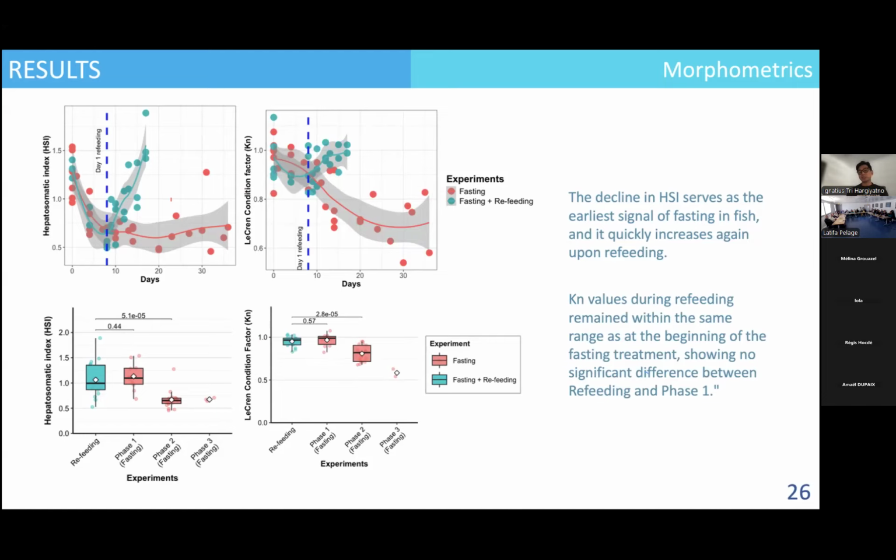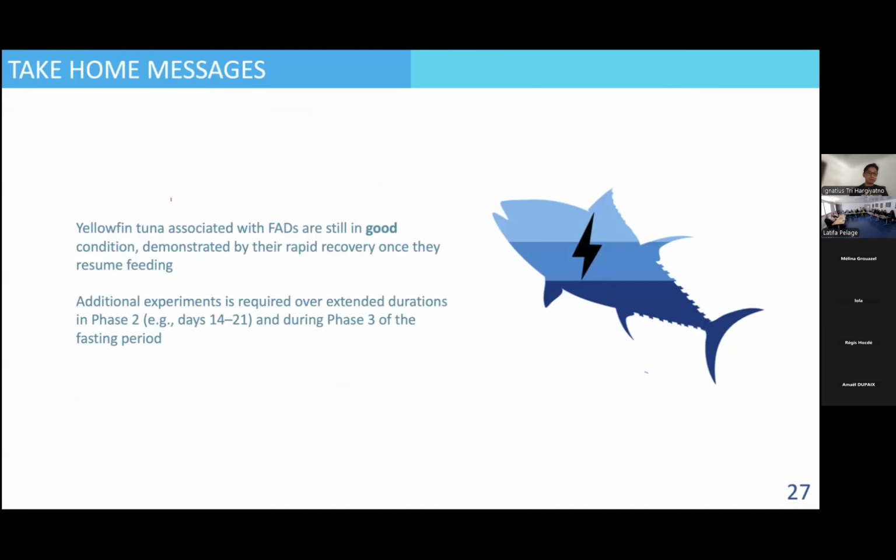And we compared the refeeding with the baseline, and there is no significant difference. So based on that knowledge, the summary is that yellowfin tuna associated with FADs are still in good condition, demonstrated by the rapid recovery once they resume feeding. But we still need additional experiments with extended fasting duration in phase 2, might be day 14 or until day 20, or maybe in phase 3, to know the real condition, whether it is good or bad.